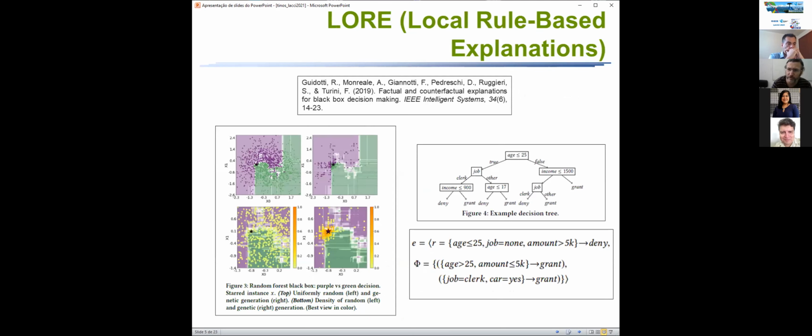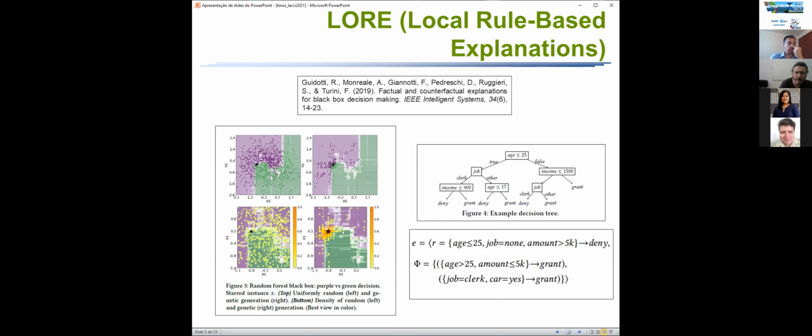LORE is another algorithm. The name is local rule-based explanations, proposed in this paper by these authors. And instead of using a random distribution to generate the artificial instances, like in LIME, they use a genetic algorithm. So the basic idea is, in this way, to generate artificial instances close to the instance to be explained, and also to cover the decision boundaries close to this instance.